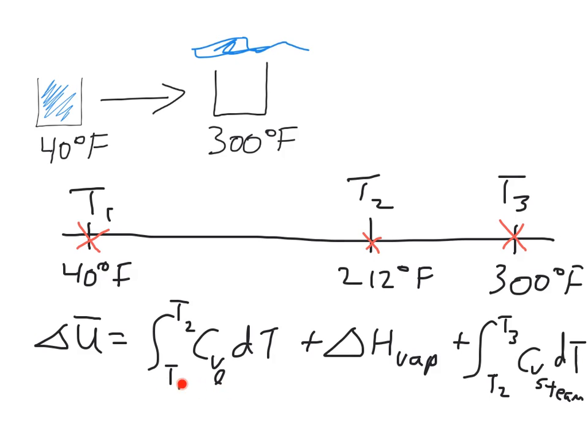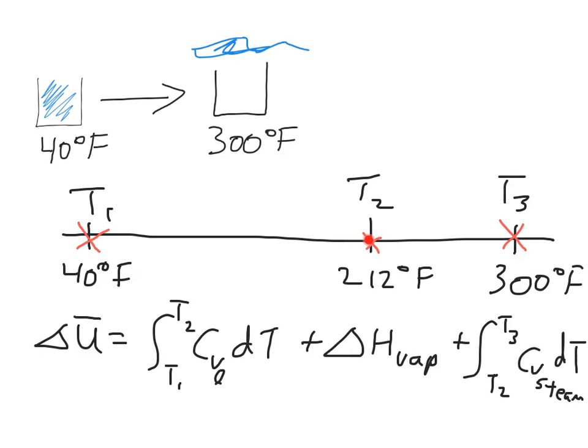This first integral right here represents the energy it takes to go from temperature 1 to temperature 2. So in other words, heating up at 40 degrees Fahrenheit and getting up to 212 degrees Fahrenheit. And this is the heat capacity of liquid water. Typically, liquid water has a constant heat capacity. It doesn't change much with temperature, so oftentimes we'll just take this outside the integral, and it gives us a much simplified expression. But this whole part right here tells us the energy difference between this final temperature, T2 of 212 degrees Fahrenheit, and 40 degrees Fahrenheit.